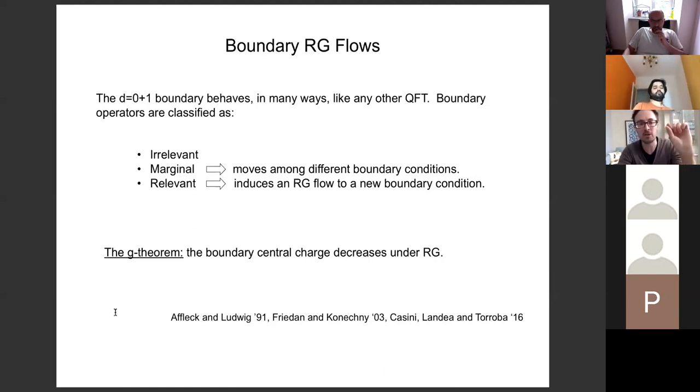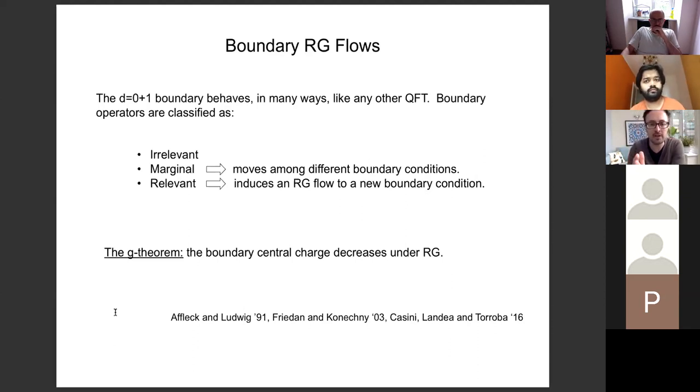For example, those parameters that I call theta in my boundary state, there are marginal operators that are associated to changing theta. Finally, if you add a relevant operator to the boundary, it disturbs your boundary state and it pushes it to a new one. There's an RG flow that happens on the boundary between the UV boundary state and the IR boundary state. All the RG is going on at the boundary. In the bulk, you always have massless fermions and their masslessness is not endangered by this RG flow. It's only to do with the question of the boundary condition changing.